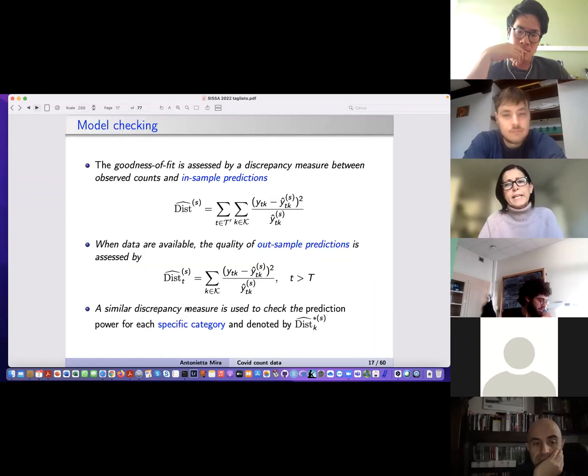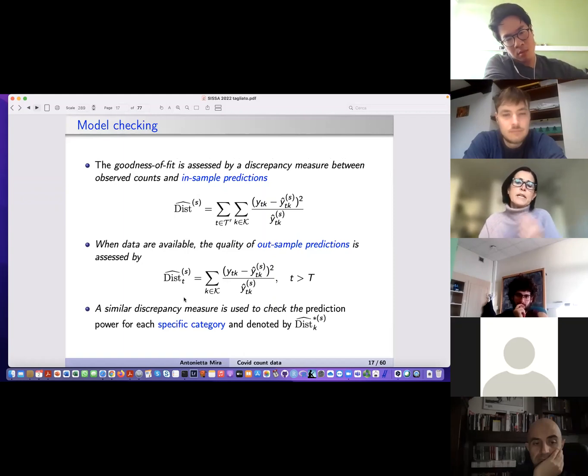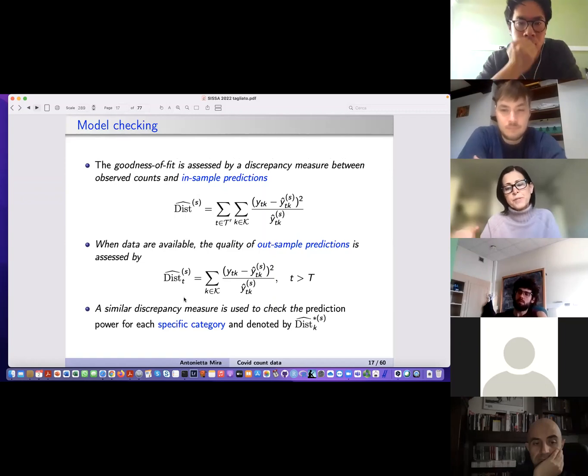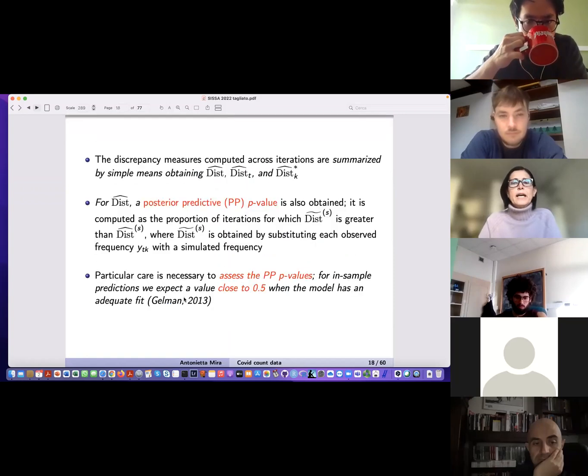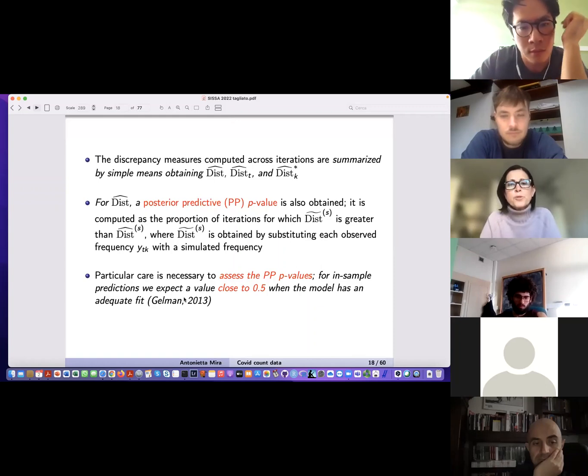Moreover, as the simulation proceeds, we can compute some goodness of fit of our model. We have various discrepancy measures: for the in-sample prediction, for the out-of-sample prediction, and also a discrepancy that tells us how well we estimate each specific category of the K observed ones. And to do model selection, we use the posterior predictive p-values.